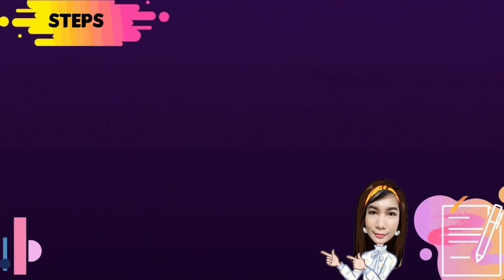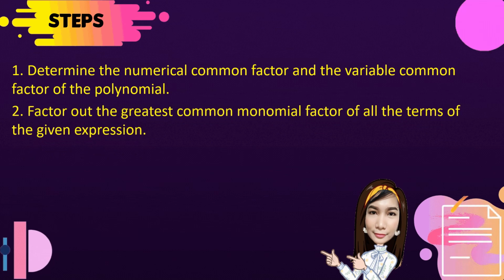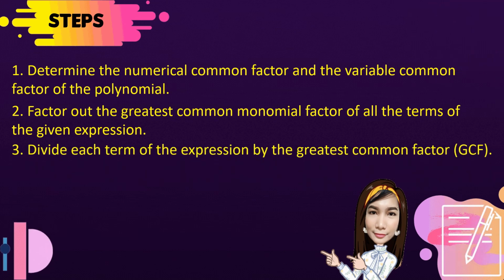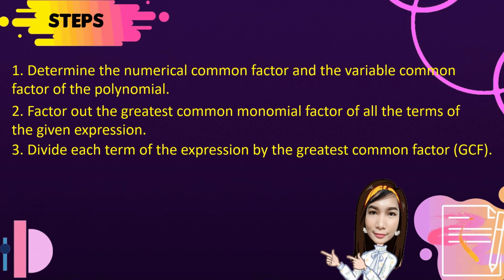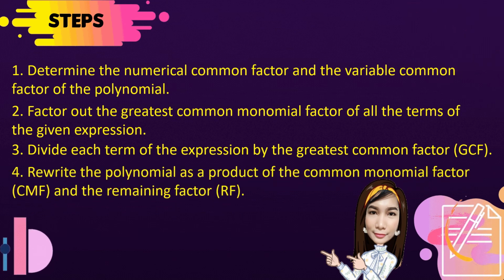Here are the steps of factoring a polynomial with common monomial factor. First, determine the numerical common factor and the variable common factor of the polynomial. Second, factor out the greatest common monomial factor of all the terms of the given expression. Third, divide each term of the expression by the greatest common factor, or GCF. Fourth, rewrite the polynomial as a product of the common monomial factor, or CMF, and the remaining factor, or RF.